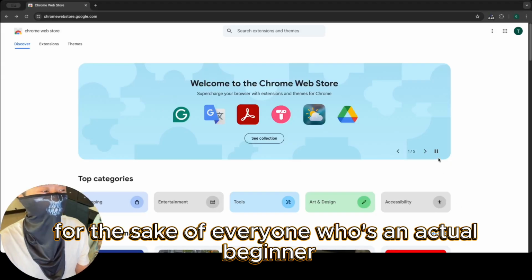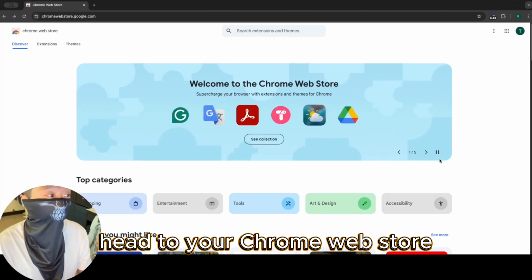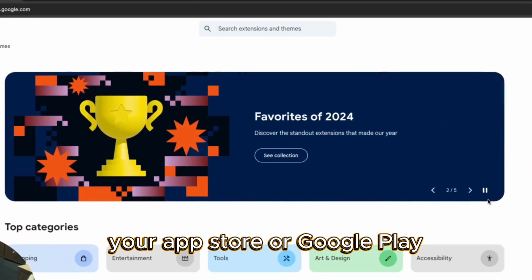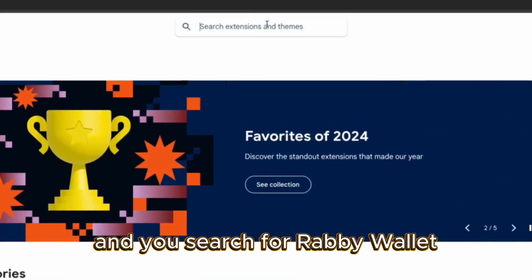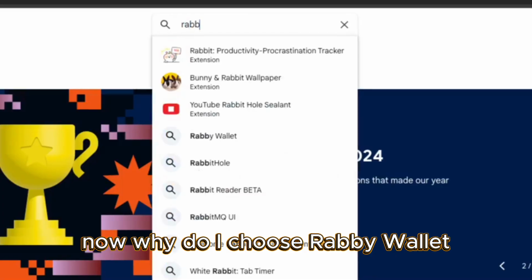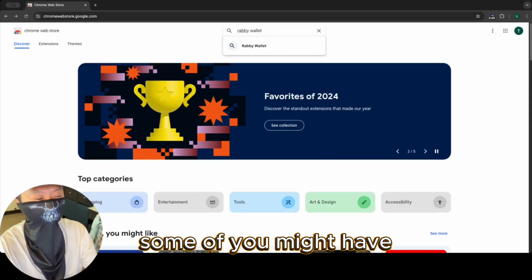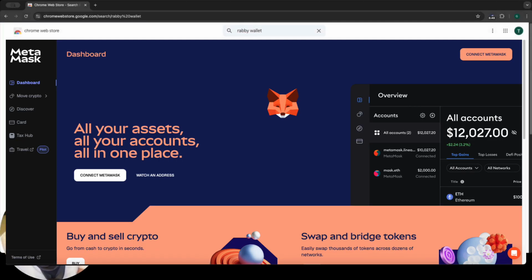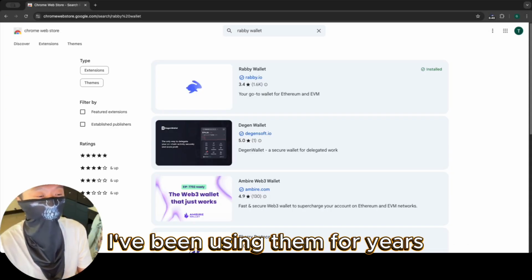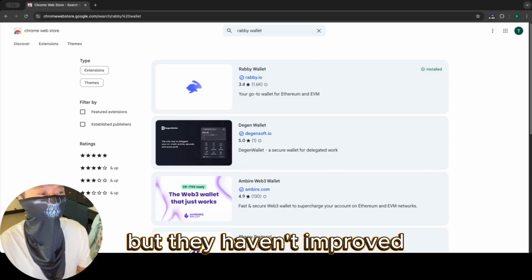For the sake of everyone who's an actual beginner, head to your Chrome Web Store, your App Store, or Google Play, and you search for Rabby Wallet. Now, why do I choose Rabby Wallet? Some of you might have heard about MetaMask, which is the OG. Well, they've been around since forever. I've been using them for years, but they haven't improved.